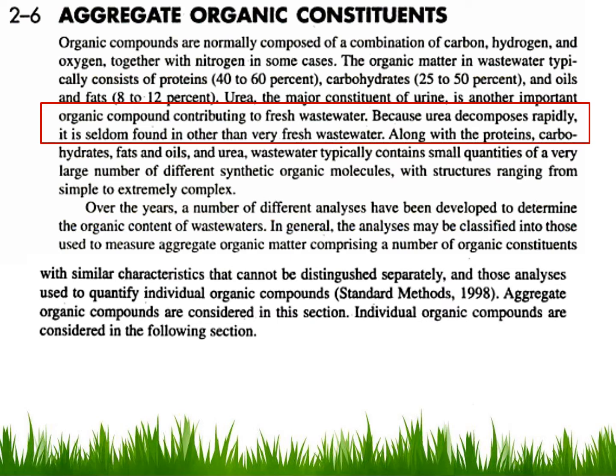So starting with the organic constituents, if you see the organic matter in wastewater, it consists of proteins about 40 to 60%, carbohydrates about 25 to 50%, and oil and fat about 8 to 12%. Urea is also one of the major constituents present in wastewaters. It is available only in fresh wastewater because it decomposes rapidly, and that's why it will no more be found in wastewater at later stages.